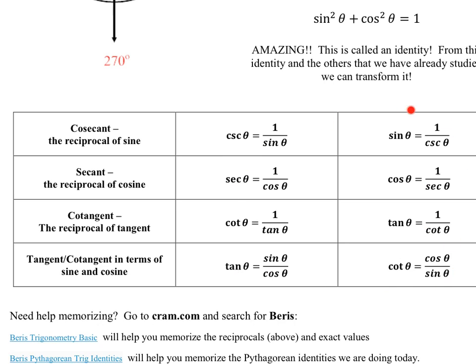Okay, this stuff needs to be memorized. You need to know all those. You need to be able to write one trig function in terms of another. And these are the reciprocal ones, we call it, and this is tangent in terms of sine and cosine.